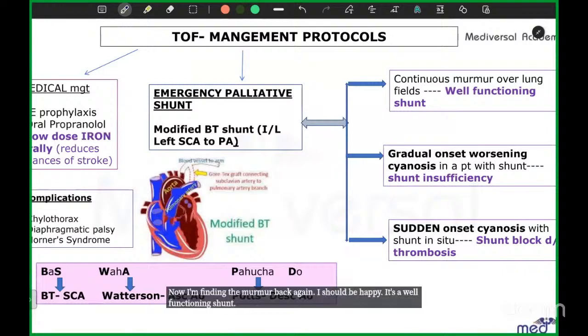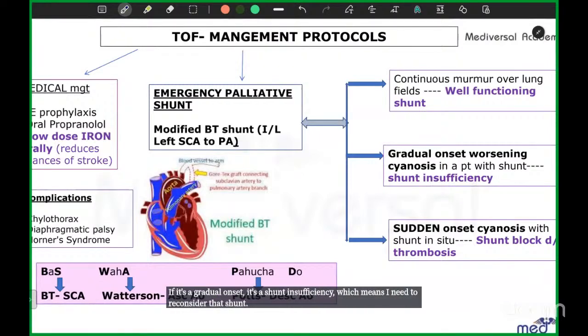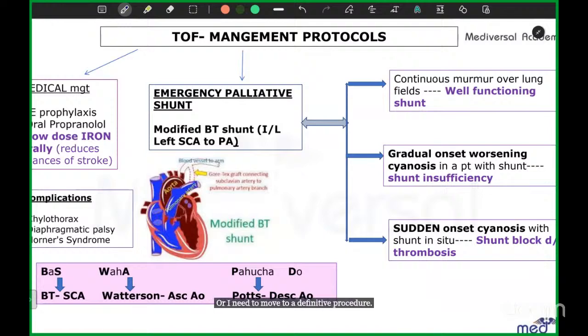Number two, gradual onset worsening of cyanosis in a patient already having a shunt in situ. This suggests shunt insufficiency. If it's a gradual onset, it's a shunt insufficiency, which means I need to reconsider that shunt, or I need to move to a definitive procedure. Number three, a sudden onset cyanosis.